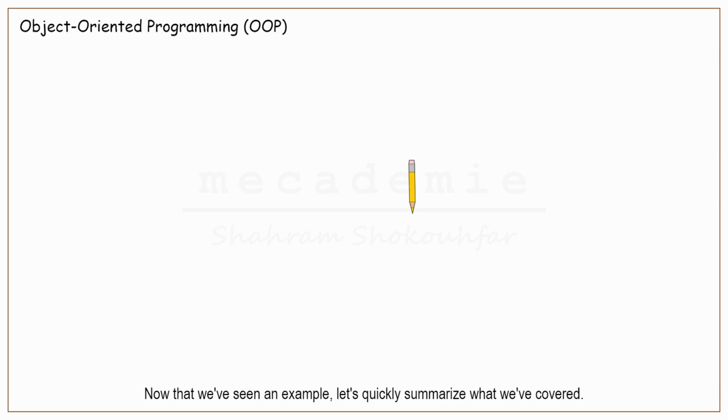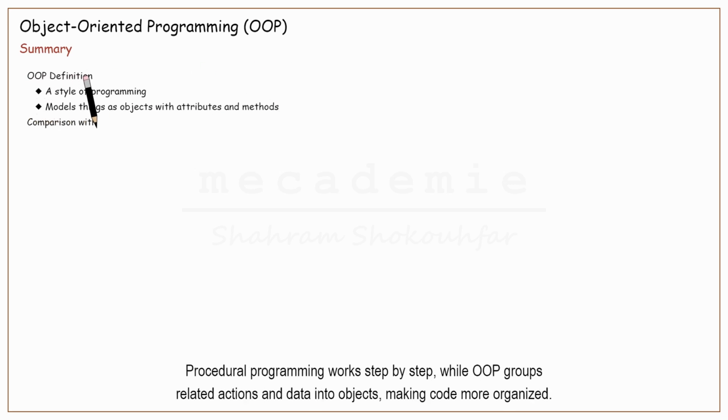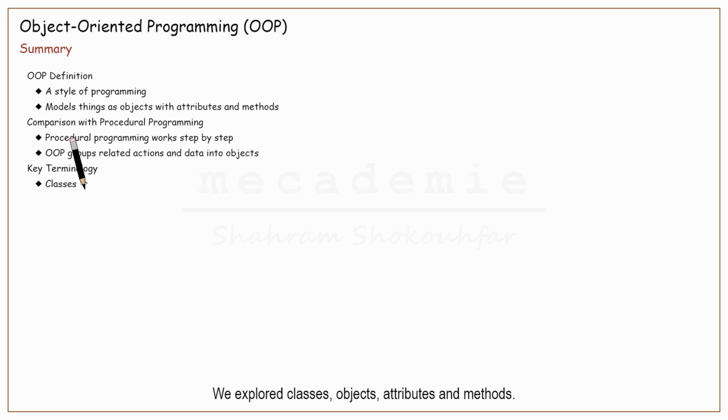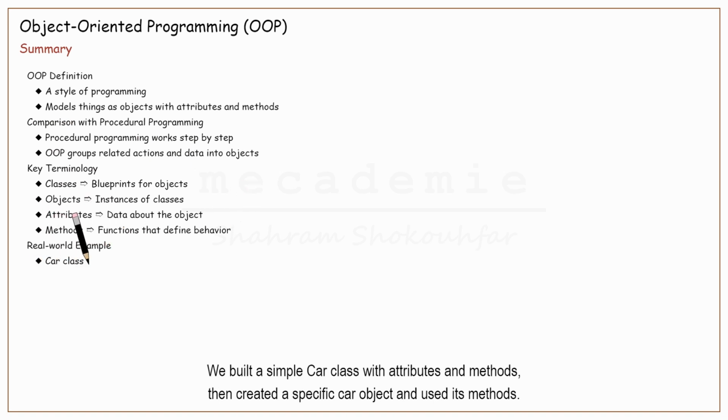Now that we've seen an example, let's quickly summarize what we've covered. We learned that OOP is a style of programming that models things as objects with attributes and methods. Procedural programming works step by step, while OOP groups related actions and data into objects, making code more organized. We explored classes, objects, attributes, and methods. We built a simple car class with attributes and methods, then created a specific car object and used its methods.